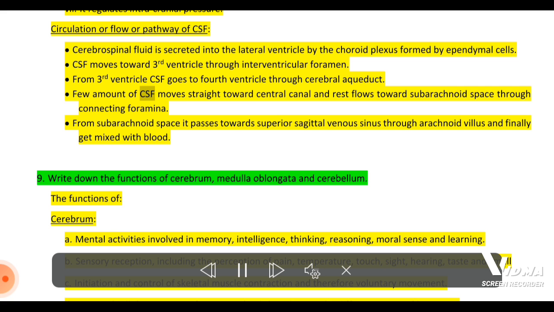A small amount of CSF moves straight toward central canal and the rest flows toward subarachnoid space through connecting foramina. From subarachnoid space it passes towards superior sagittal venous sinus through arachnoid villus and finally gets mixed with blood.